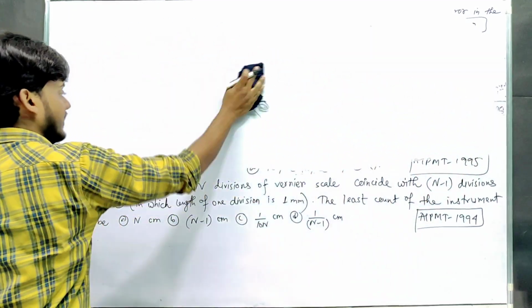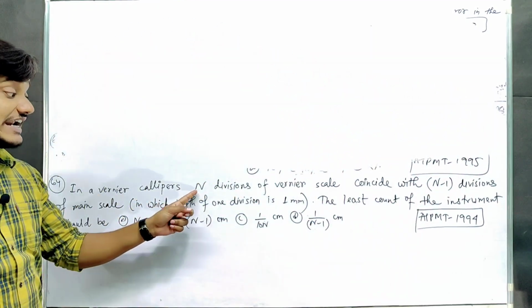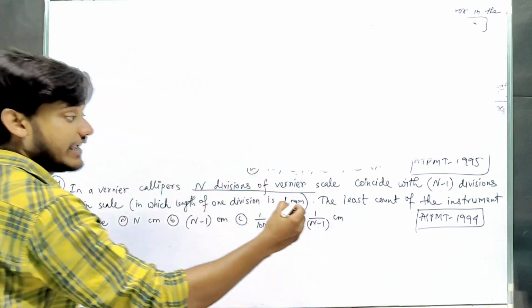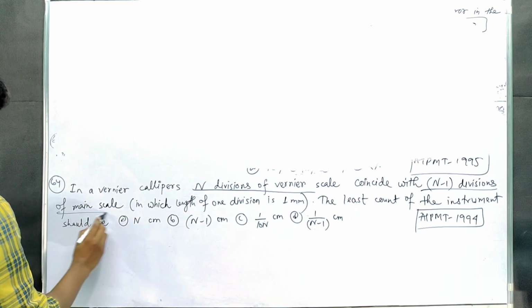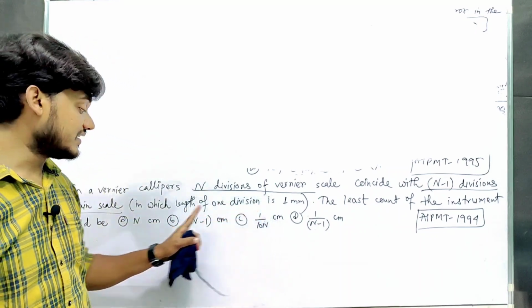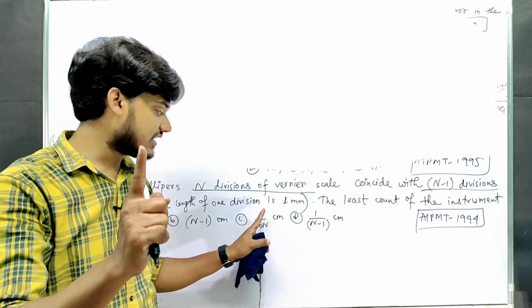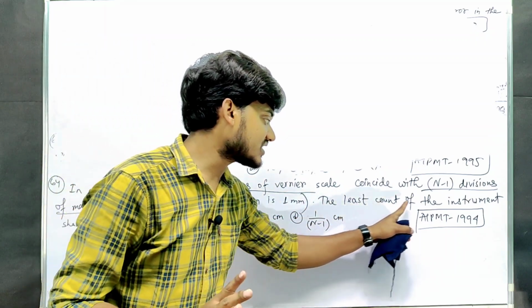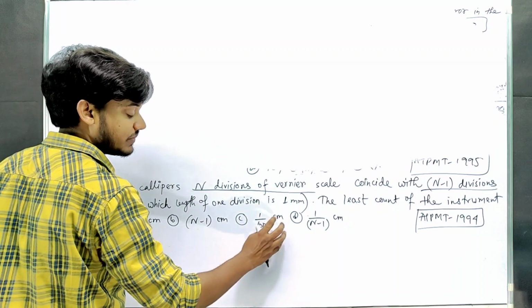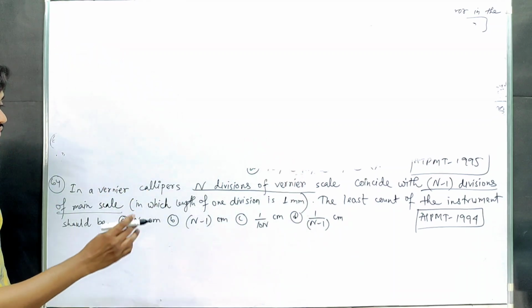Try this. In a vernier calipers, n divisions of vernier scale coincide with n minus 1 divisions of main scale, in which length of one division is 1 millimeter. It means one main scale division is 1 millimeter. The least count of the instrument should be: n by n minus 1, 1 by 10, 1 by 10 by n minus 1. So which is the right answer?